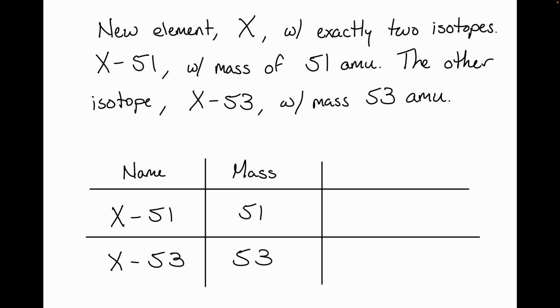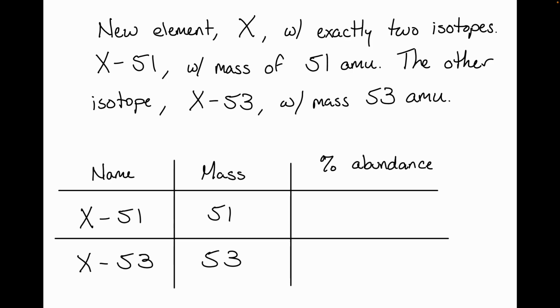Okay, so we discovered this element in a mine somewhere, I don't know. And then we went through and we counted, or rather measured, how many of those atoms were isotope 51 and how many were isotope 53, what we would call the percent abundance. And when we measured it, it turned out that 25% of all element X is that isotope 51. Okay?